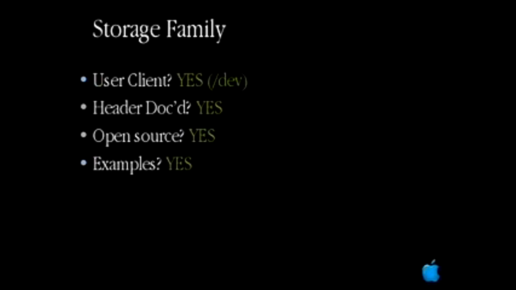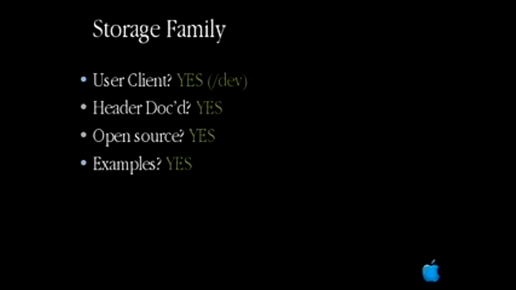So it does have a user client. The stated mechanism for getting at storage devices in Mac OS X is through /dev/disk. This is the mechanism that the file systems use to get at it, and it goes through the Unix buffer cache, which provides a lot of performance benefits. So that is what we consider the user client for storage.